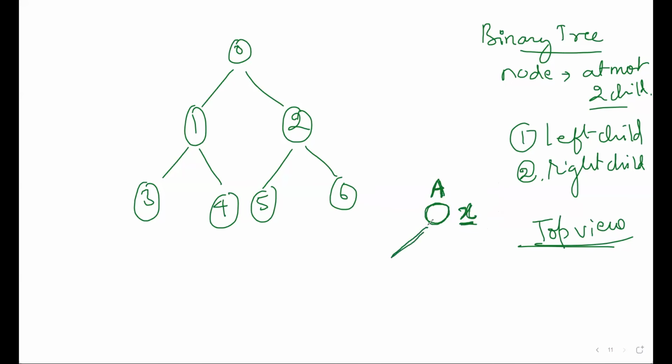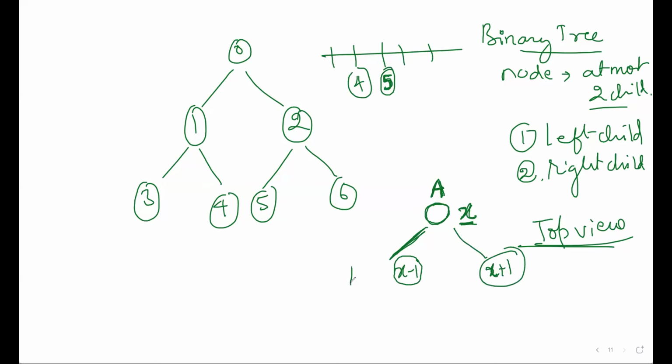So left child will be at x minus 1 horizontal distance. Left means we are going left side, one left. So in horizontal number line, suppose if I am at distance 5, going left means I'll go at 4. 4 is nothing but my current value minus 1. So left child will be at x minus 1. Right child will be at x plus 1 horizontal distance. This is very important.